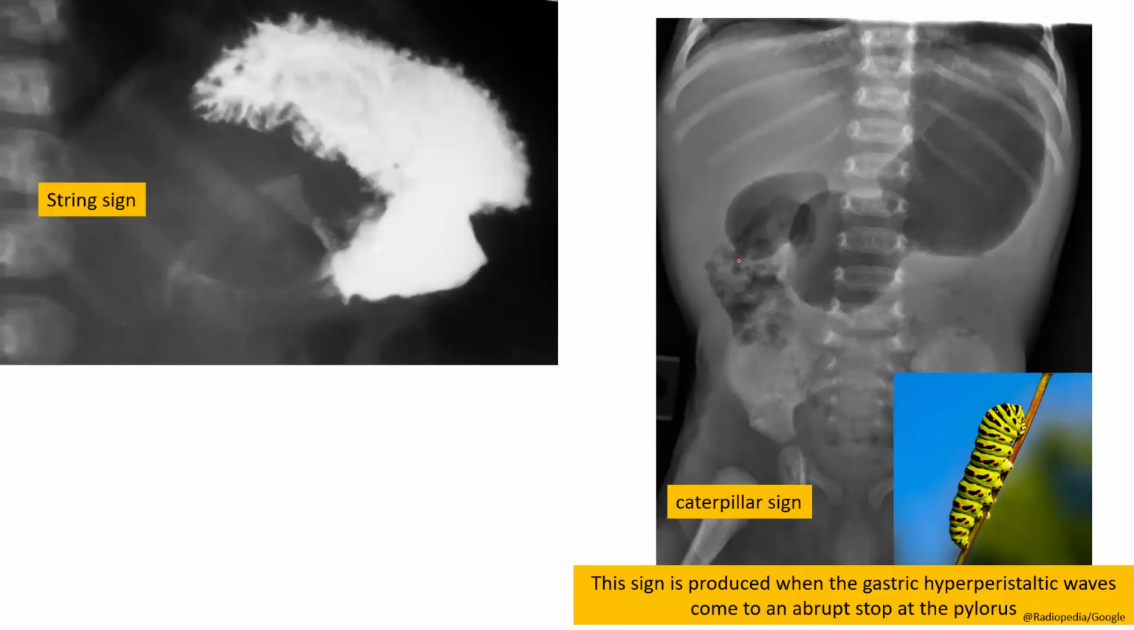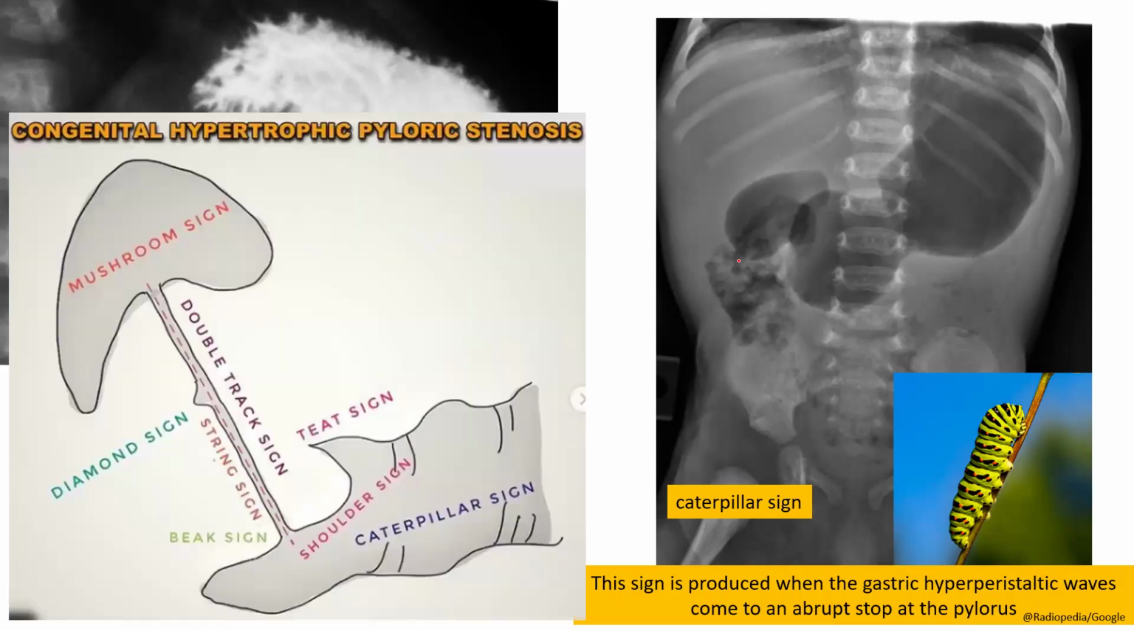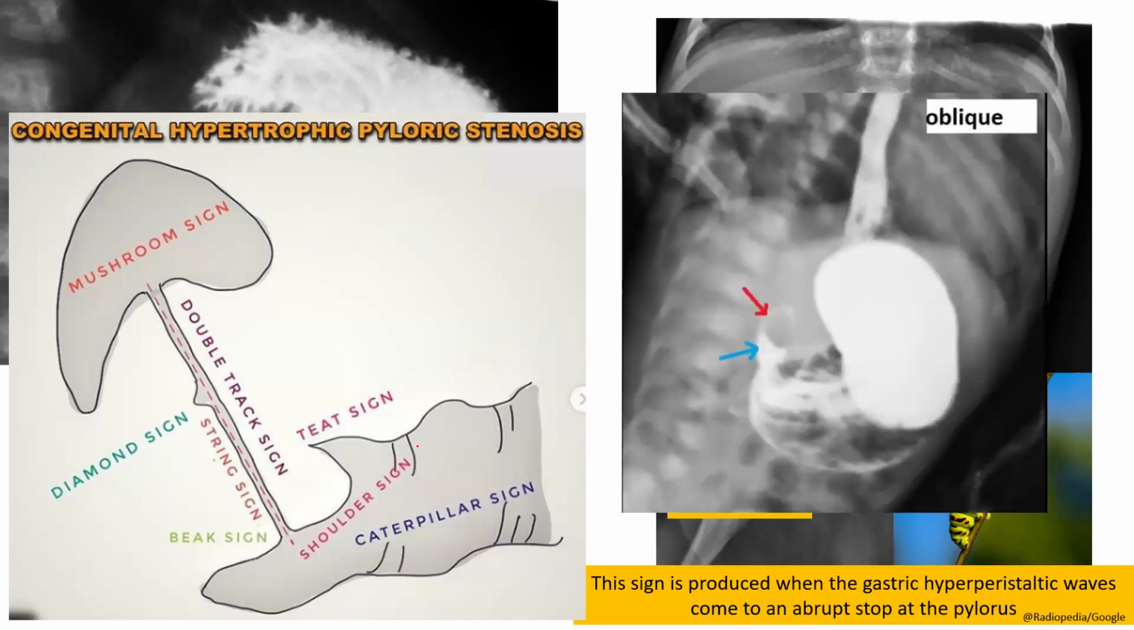This is the string sign of hypertrophic pyloric stenosis. There are multiple other signs also which are described in congenital hypertrophic pyloric stenosis, like string sign, beak sign, shoulder sign, mushroom sign, and caterpillar sign. So this is the beak sign of hypertrophic pyloric stenosis.